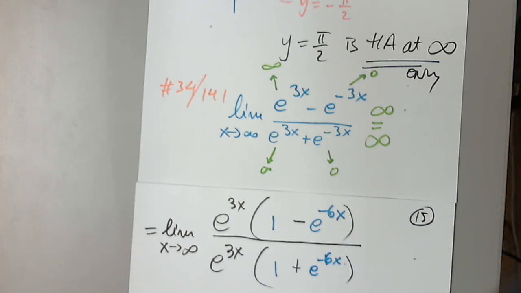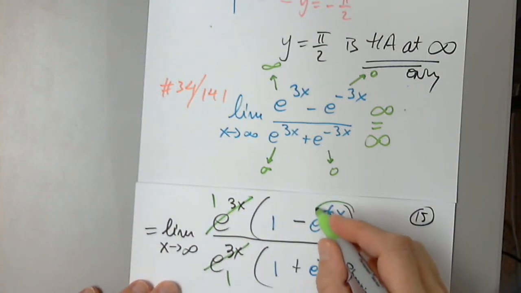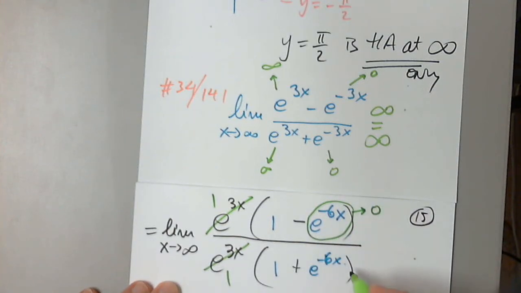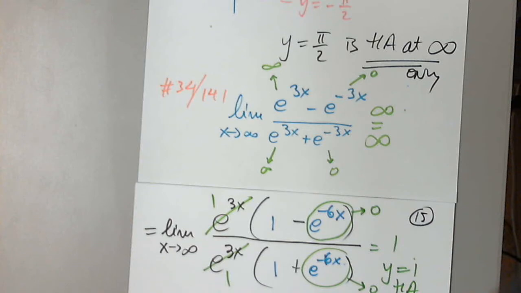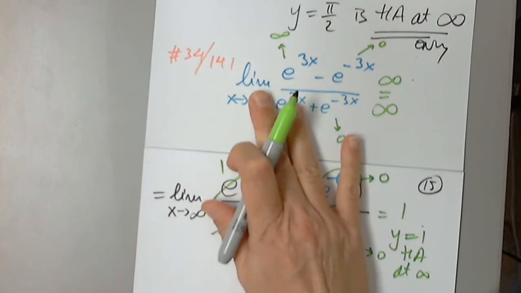Of course, you're going to tell me, I know what you are going to do next. What am I going to do next? I'm going to ask you again, where does this go? Very good. Where does this go? And the limit is 1. So y equals 1 is a horizontal asymptote at infinity. Any questions? Is it only at infinity, right? Yes.